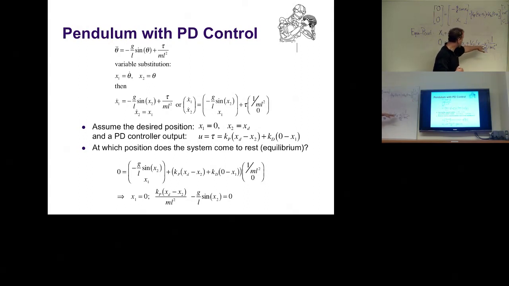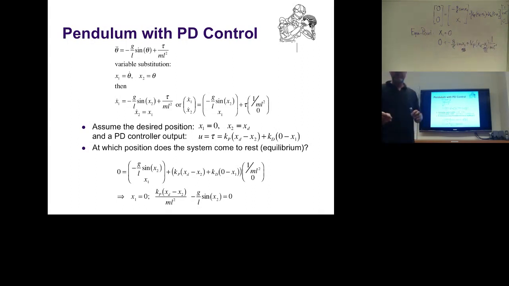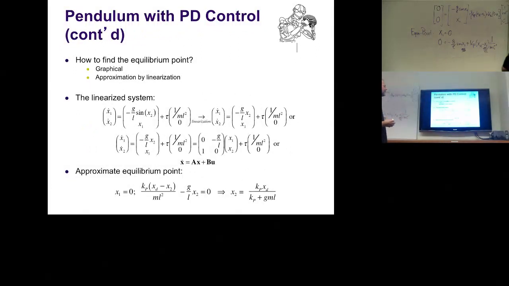Sine x2 at x2, in these two different terms, we cannot isolate x2 on one side. It's just not working, so we have to find other solution methods. So let's look at that. We still need to find the equilibrium point, so x2. What possibilities do we have?